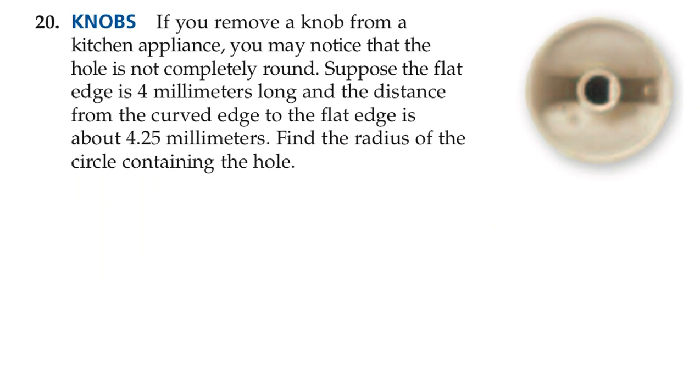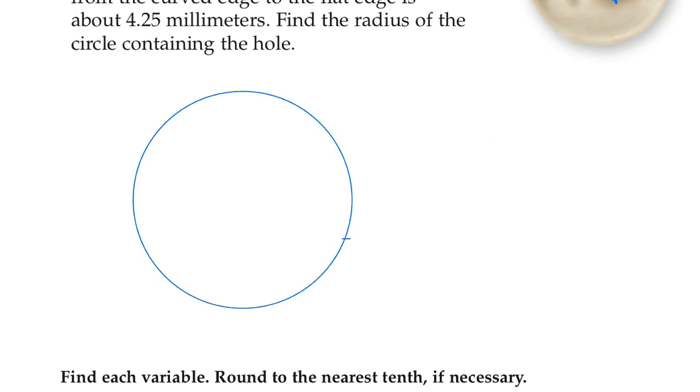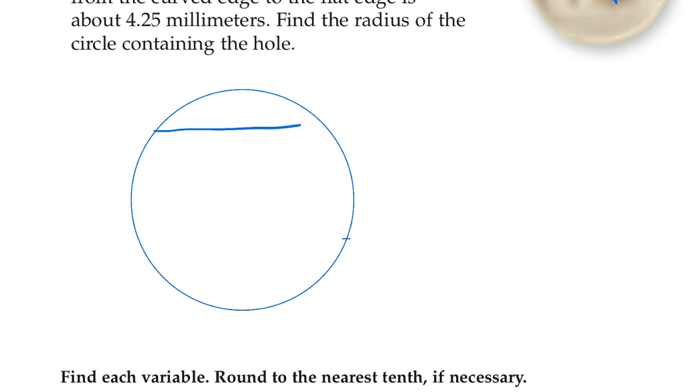All right, so knobs. If you remove a knob from a kitchen appliance, you might notice that the hole is not round. It's got this flat portion on the circle. Now, suppose the flat edge is 4 millimeters long. So we've got a circle. Let's make it a perfect circle. We got a perfect circle. And then we got this flat part that's 4 long, okay?